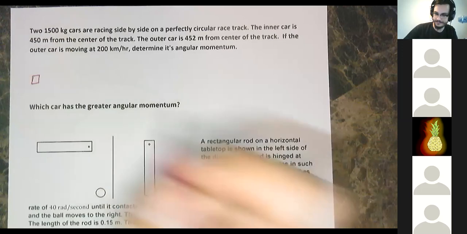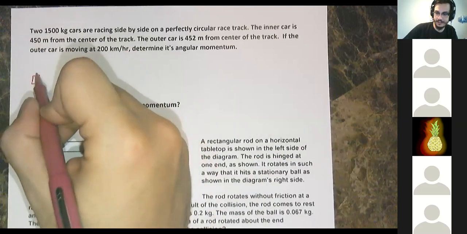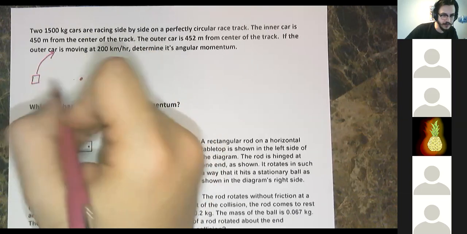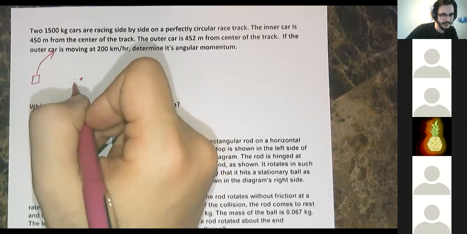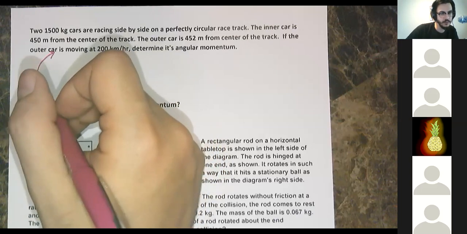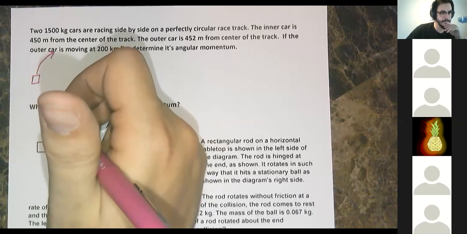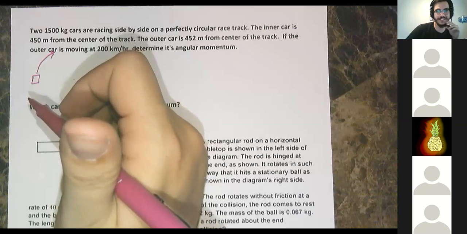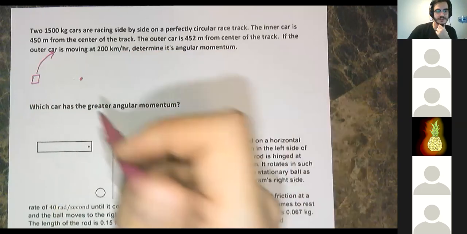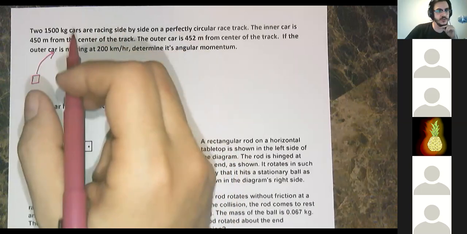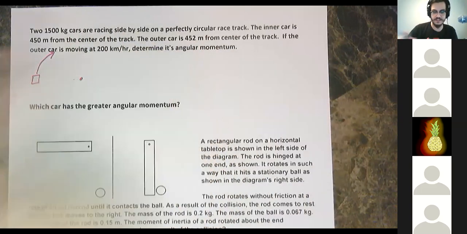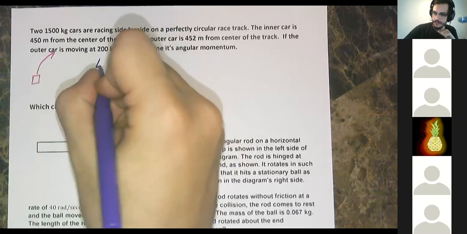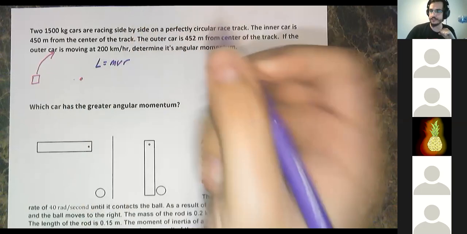You've got a car. Here's the center of the track. It goes around in this circle. There's no mass from the car to the center of the track. Therefore, what does that make this car? What are we modeling it as? A hoop or a point mass. Luckily, there's no difference in the moment of inertia there. So this is a point mass. You could do mr squared, or because this is a point mass, you are allowed to use L equals mvr, which makes this one real fast.